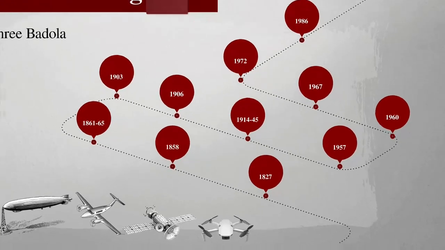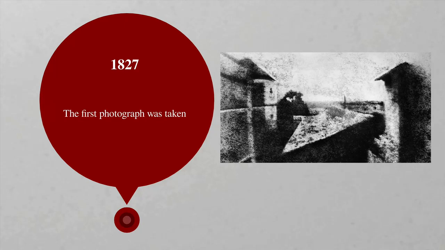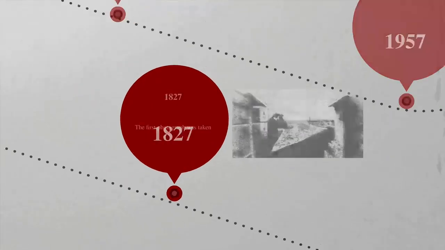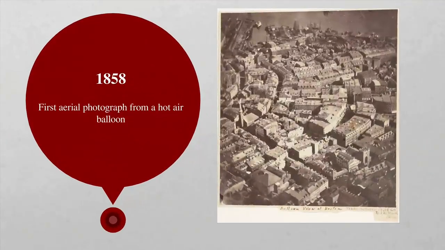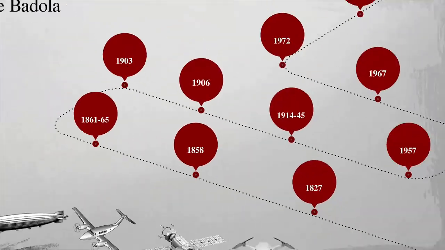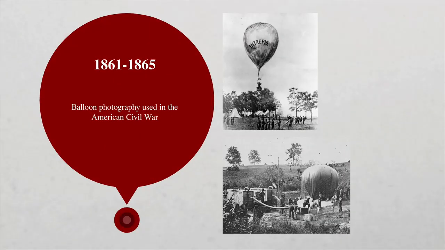The first evidence of remote sensing is from 1827 when this photograph was taken from the world's first camera. Then in 1858, a camera was tied onto a hot air balloon and this picture was taken from above. This was the first instance when aerial photography was carried out. The balloon photography was further utilized at large during American Civil War from 1861 to 1865.